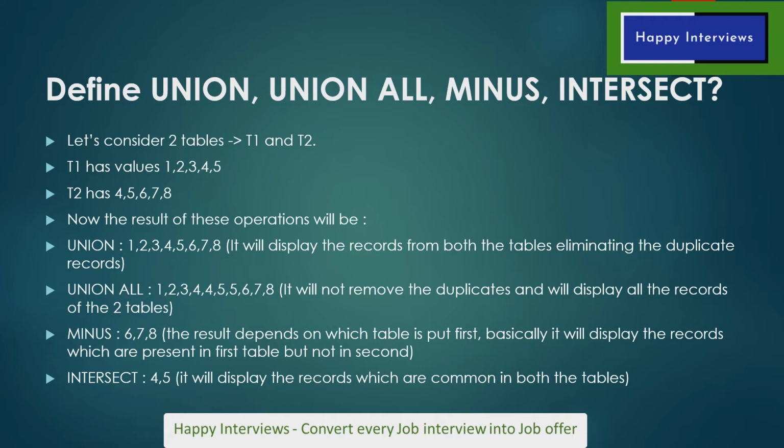Next is intersect. Intersect is basically the mutual values which are present in both the tables. So intersect will give the common values and ones only. Like in T1 we have 1, 2, 3, 4, 5. T2 we have 4, 5, 6, 7, 8. So 4, 5 are those values which are present in both. So it will be displayed once. Next.